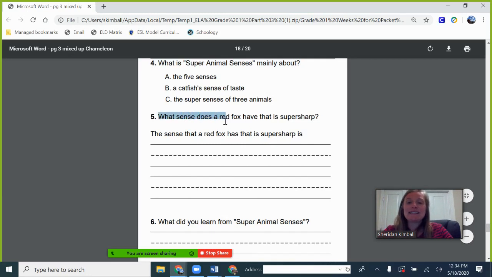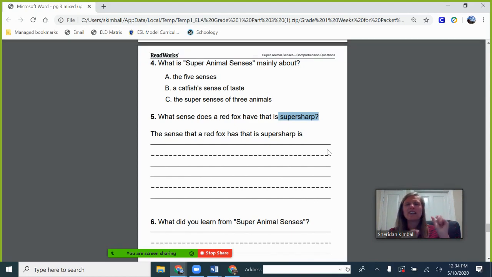What sense does a red fox have that is super sharp? Remember, when an author uses a word like super sharp, it doesn't mean like really sharp nails or a sharp pencil. It doesn't mean that. It means that it's really good. It's the best of something that they can have. So let's read that question again. What sense does a red fox have that is super sharp?